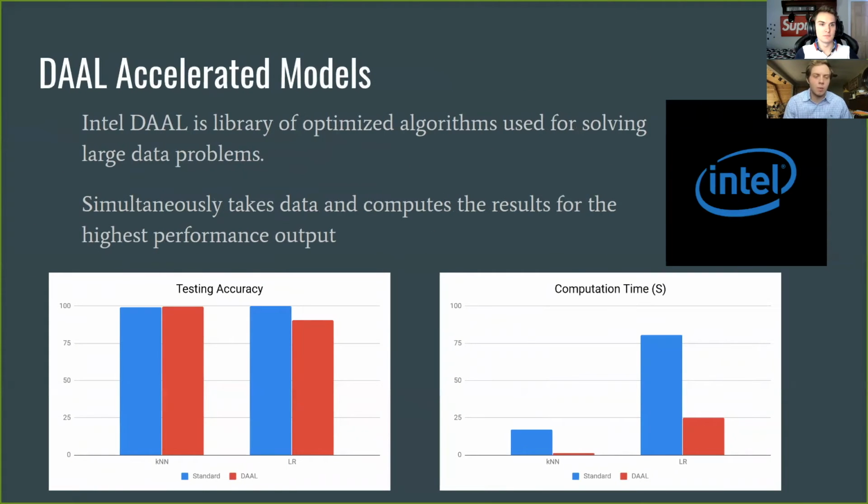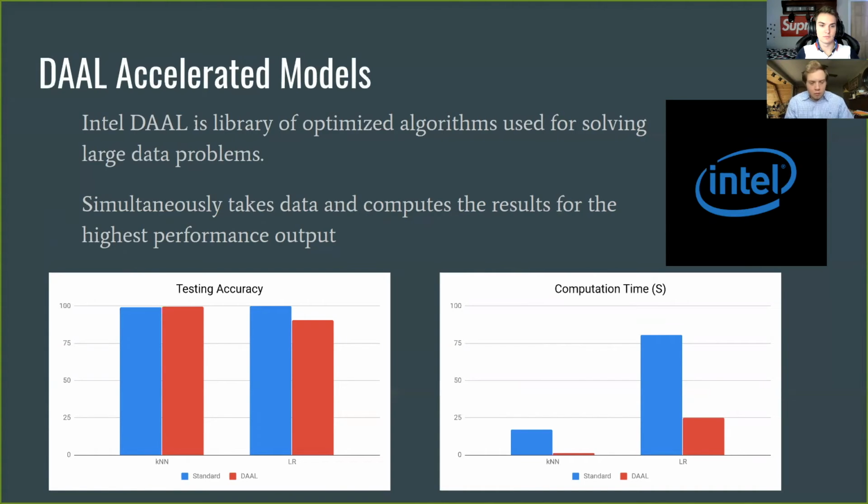Next, we have the DAL accelerated models. As previously said, we had machine learning models, and then we implemented Intel's DAL. Intel's DAL is a library of optimized algorithms used for solving large data problems. The way it does this is it simultaneously takes the data and computes the results at the same time in order to assure the highest performance output.